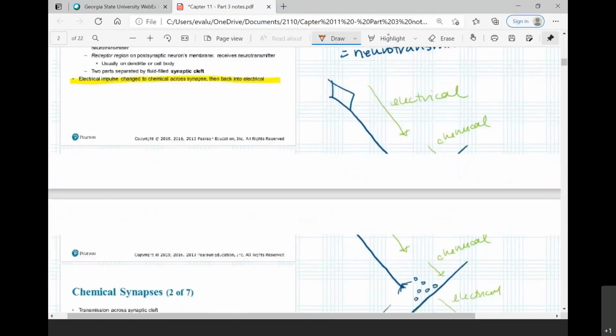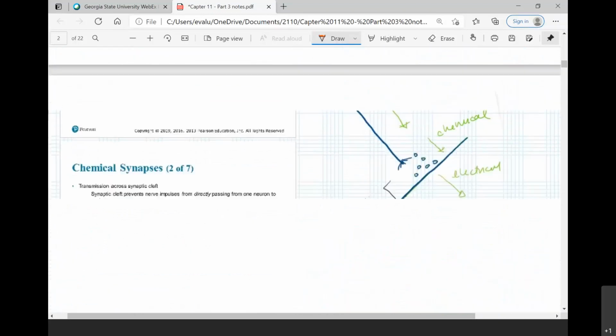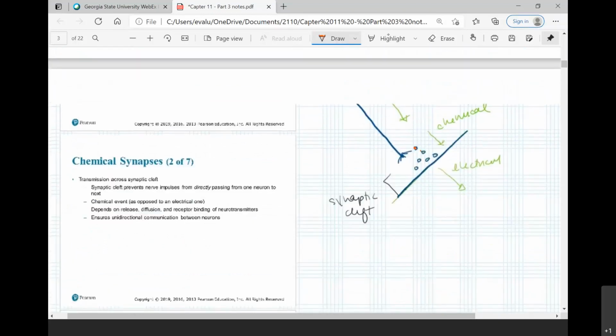So here we've got our presynaptic cell. We're sending a signal down. This is electrical. We're going to have these neurotransmitters travel across that synaptic cleft. This is chemical. And then once we receive them on the other side, we're going to cause graded potentials, and it's going to be back to an electrical signal. So it kind of goes back and forth, which is very cool, in my opinion, that it does that.